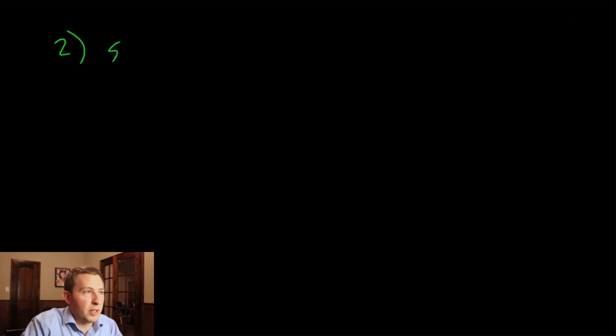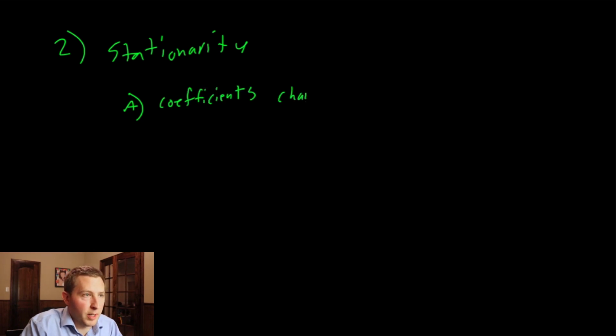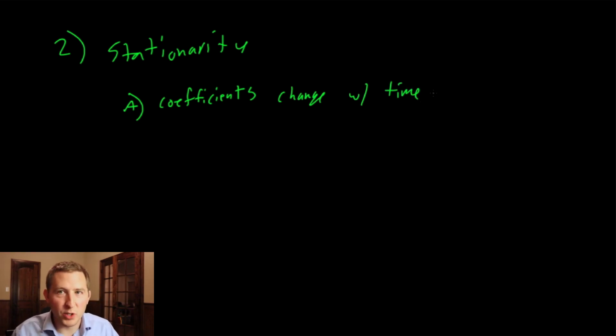So here we're going to talk about stationarity. And we're going to talk about this quickly, but one thing we mentioned earlier, point A, was that the coefficients change with time. Now, of course, with any sort of regression, when you add new data, the coefficients are going to change. But what we're looking for here is a stable relationship. And if these are not stable, they're not predictable.